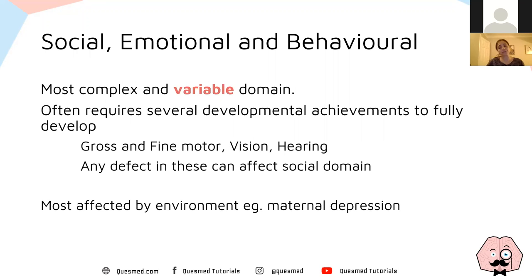And in fact, this domain is the one that's most affected by any other delay in any other domain. Any issues with even gross motor can really affect social, emotional, and behavioral domains. And also, the environment that children grow in, think about neglect and things like that, will really affect this domain in particular. And maternal depression, for instance, is one of the biggest predictors of social, emotional, and behavioral delay.